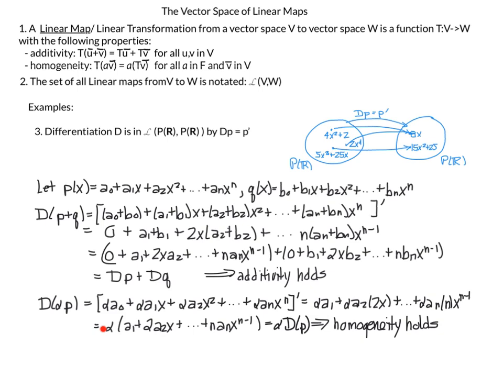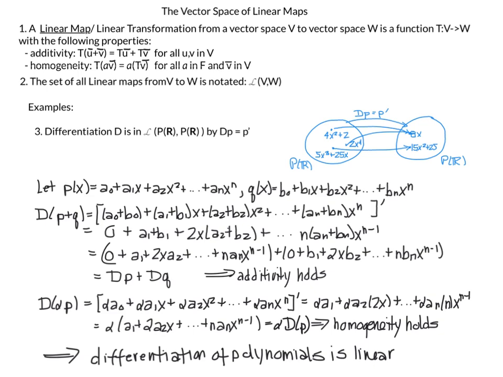Factoring out my alpha, I have alpha times a1 plus 2a2x all the way up to n an x to the n minus 1. This factor inside the parentheses is simply the derivative of p. So what we have is alpha times the derivative of p, and therefore the derivative of alpha p is equal to alpha times the derivative of p. And therefore both additivity and homogeneity hold, and differentiation of polynomials then is linear.